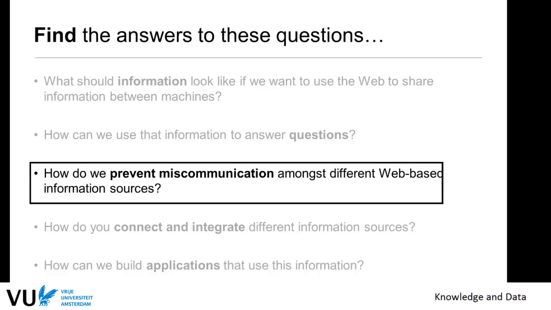And now we have arrived at the question of, how do we prevent miscommunication among different web-based information sources? Or in other words, how can we make sure that we have predictable inference so that whoever uses data and knowledge gets the same results out of it? The next module will be about the same question with a richer language to talk about knowledge. But in 2 weeks, we'll start with the question of how to connect and integrate different information sources. And the last question is left over for the project that you're going to do in the last 2 weeks, namely, how can we build applications that use this information?